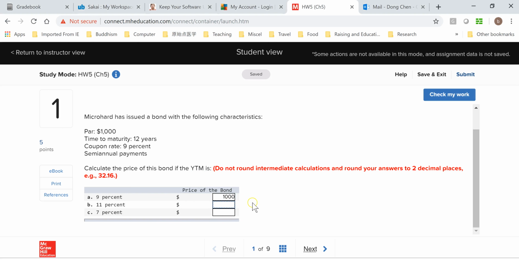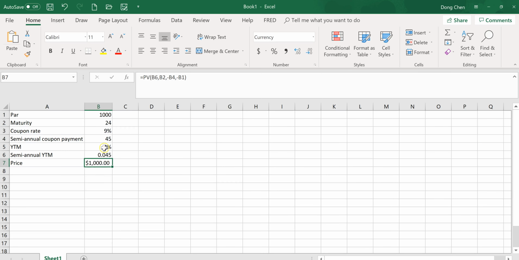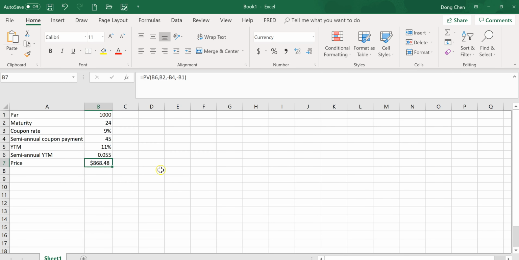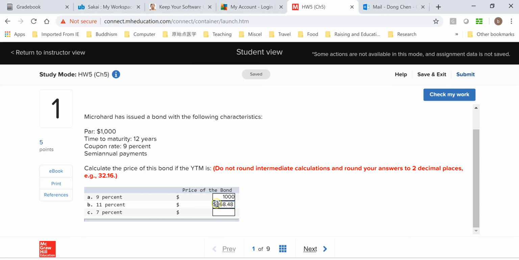And now you can see why I prefer to use Excel to calculate this question, because we can change this YTM very easily, and everything will automatically change. So now if the YTM turns out to be 11%, hence the semi-annual YTM is 5.5%, the price will be 868.48. So just copy that number here and get rid of the dollar sign. And that's the answer for part B.